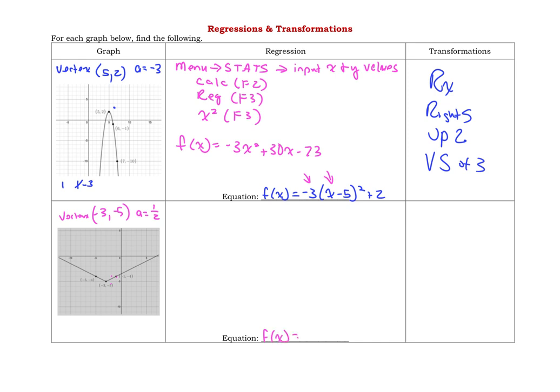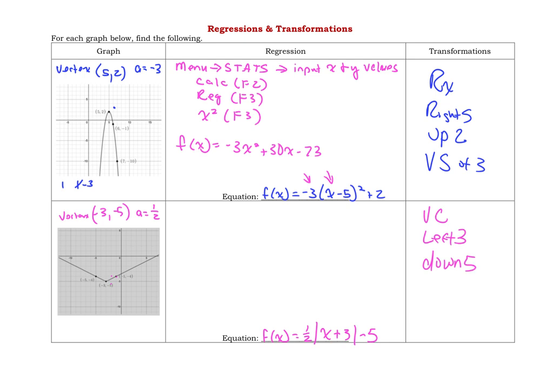So simple enough, f of x equals that vertical compression of 1/2, absolute value, x minus the x coordinate of the vertex, so it became plus 3, minus 5. So I have a vertical compression. I go to the left 3 and down 5.